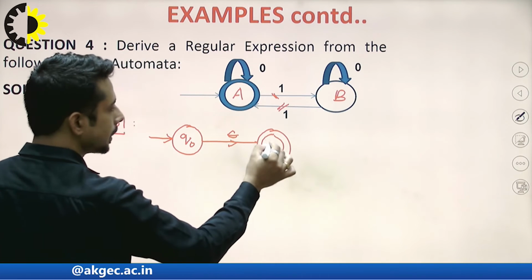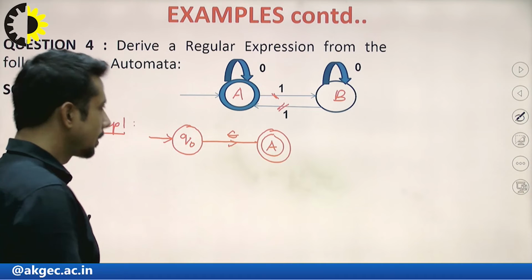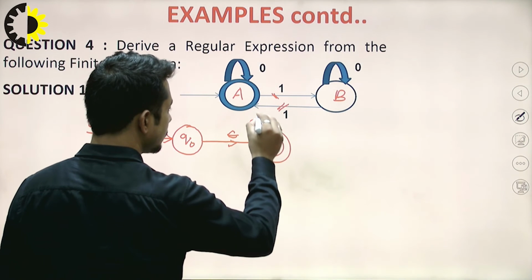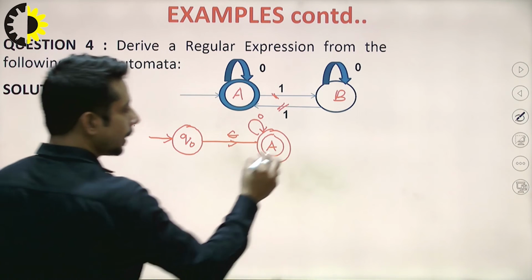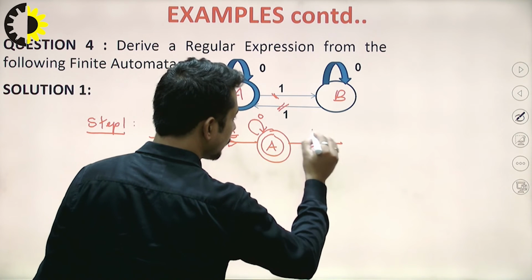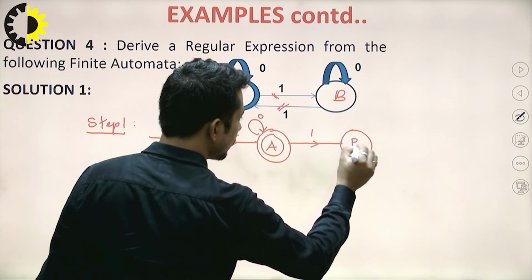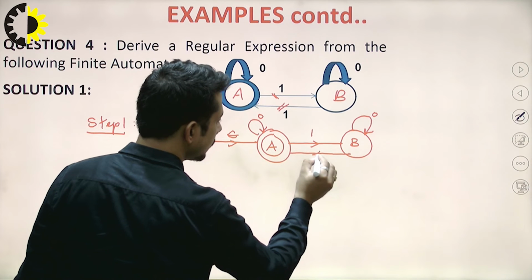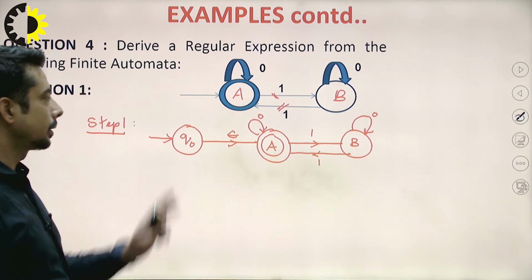I will make this A a normal state as well as a final state, because I will show it step by step. Here there will be a 0 self loop, and here the replica of it, 1, okay, 0, and here it will be 1. So this is how I got it, step number 1.